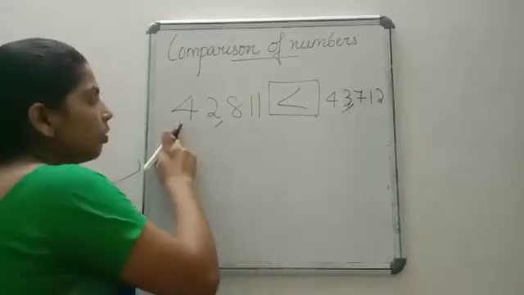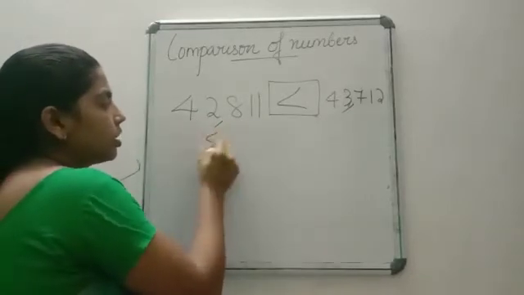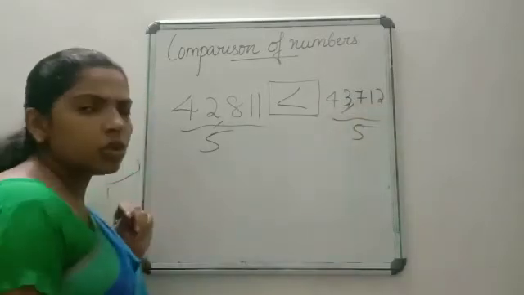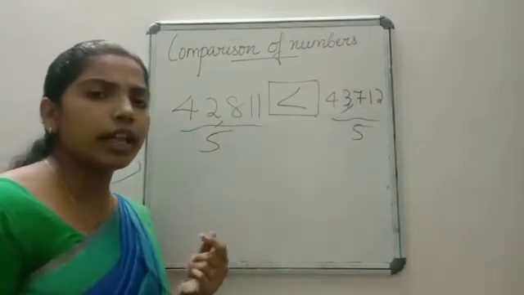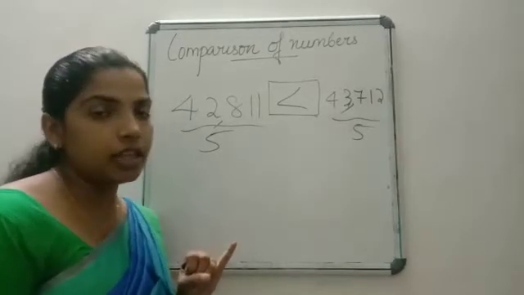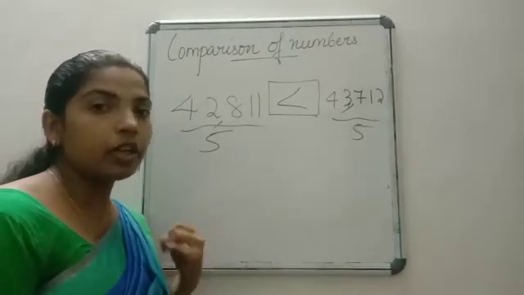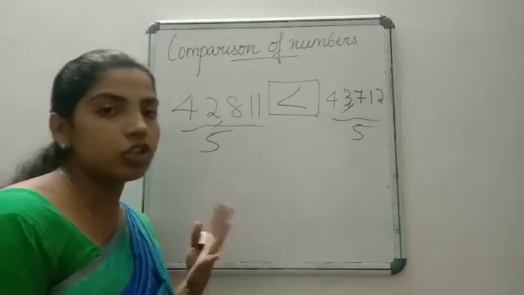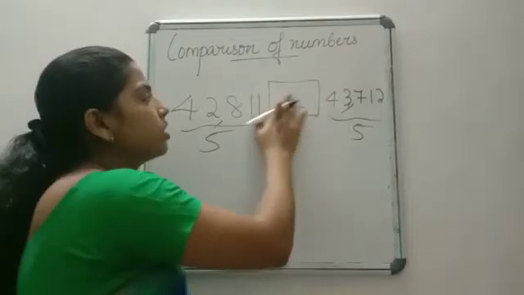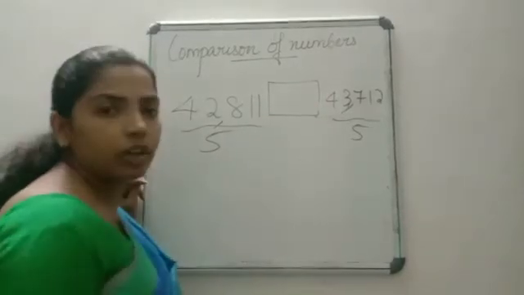Both the numbers, see 1, 2, 3, 4, 5. This is a 5-digit number and this is also a 5-digit number. So then how will we understand which is the greater number? That was our first step: check the number of digits, and the number with the greater number of digits will be the larger number. Now in this case, both the numbers have the same number of digits.